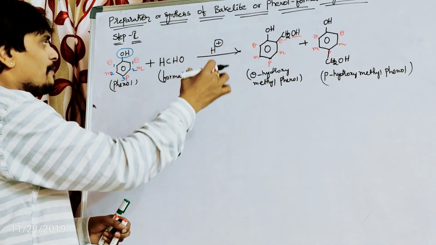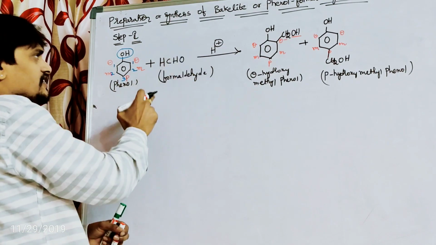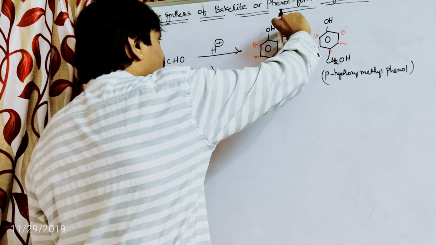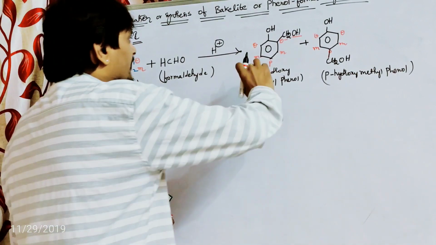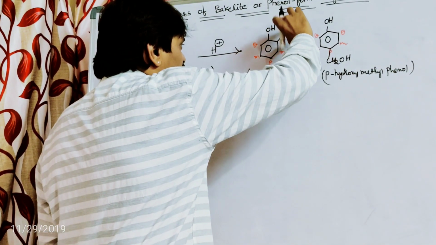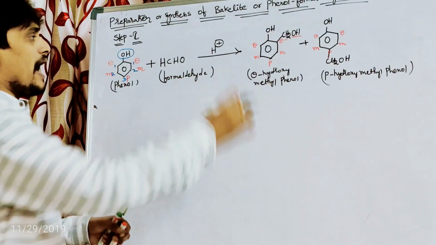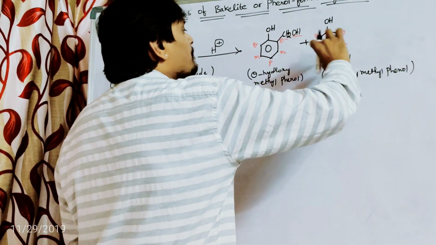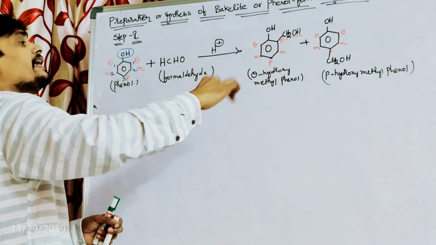Now, what happens? The CH2OH of the reagent takes its place at the ortho position, and the same CH2OH will take its place at the para position also, by which ortho-hydroxymethylphenol and para-hydroxymethylphenol are the products being obtained.